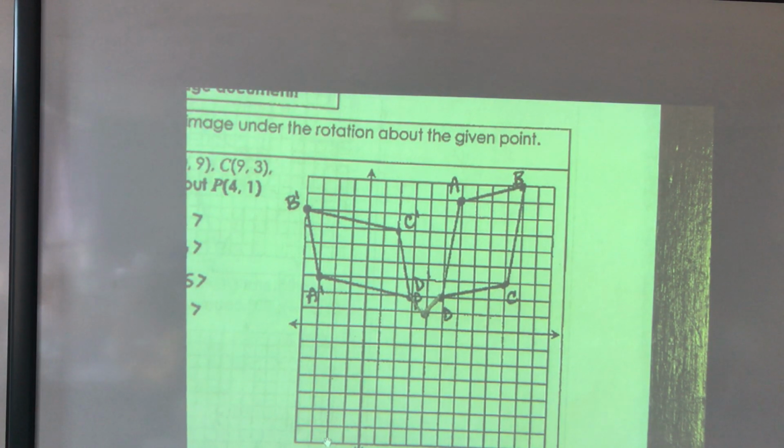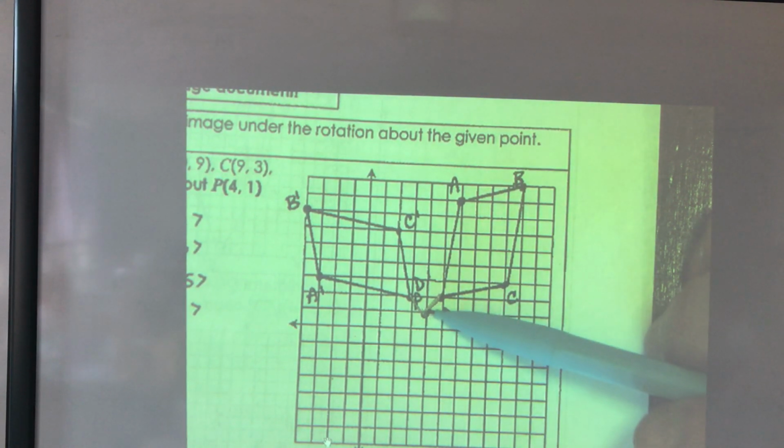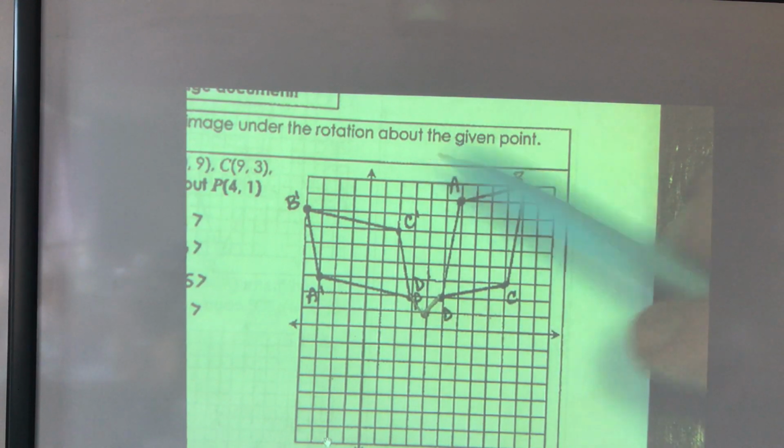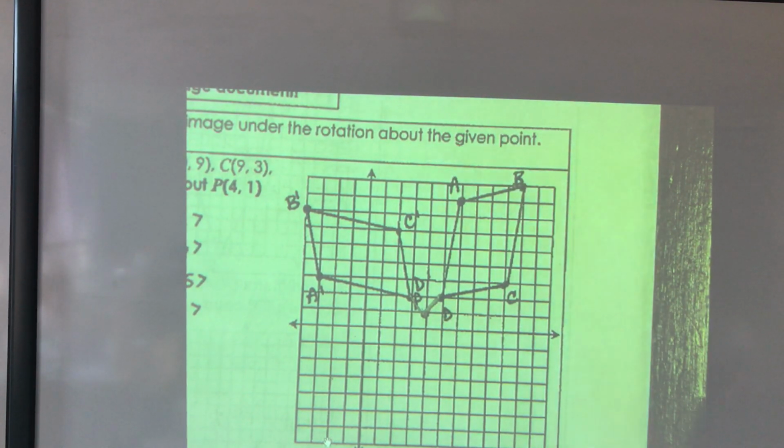How many degrees are a right angle? 90. So therefore, we have rotated 90 degrees from this point, and we rotated this image to that image. Any questions, comments, concerns, complaints, criticisms, or critiques?